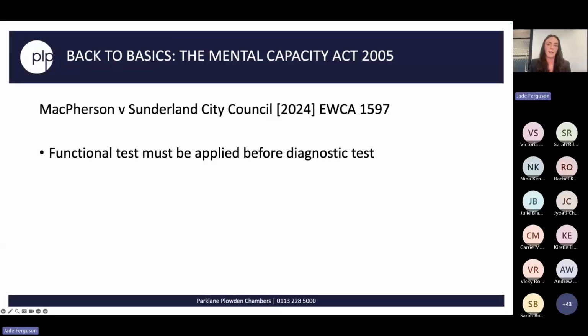Just finally on the functional test, in Macpherson, it was recently confirmed in the Court of Appeal that the functional test should be applied first, prior to the diagnostic test. So this is just a helpful practice point, especially when you're considering capacity yourself, but also when instructing experts. So I think it's something that is likely to need to be included within your instructions to your experts. So when you're setting out the legal test, also perhaps a reminder to do it that way around, just so you don't come into some difficulties later on.